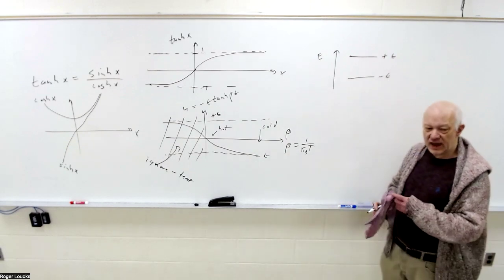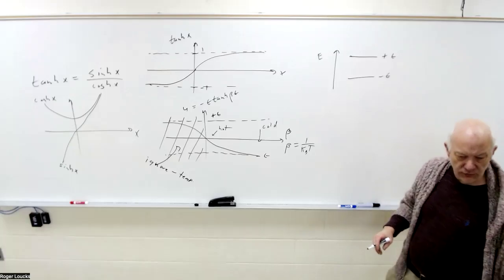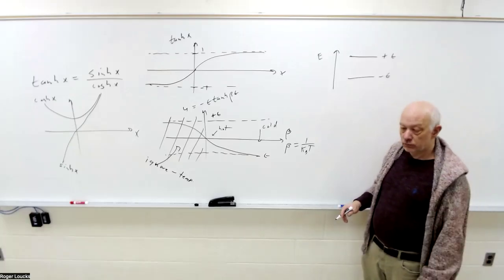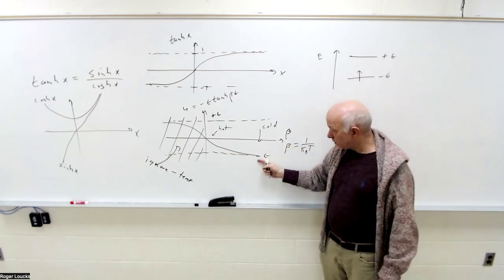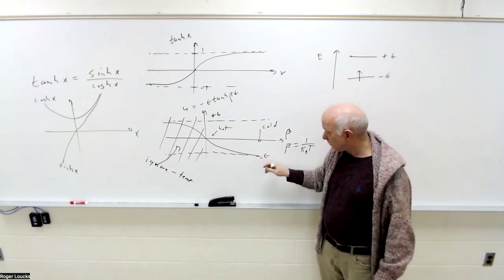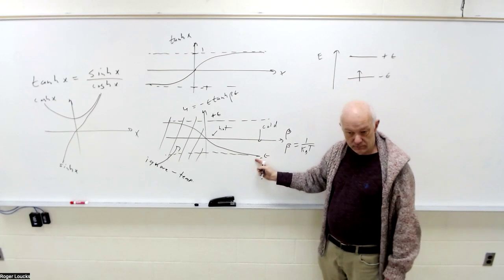So what did we say happened? Where are you going to find the system if you have something cold? Get the ground state. It's going to be here like that. So you're going to be in this state here. If you're cold over here, you're going to have a value of minus epsilon.